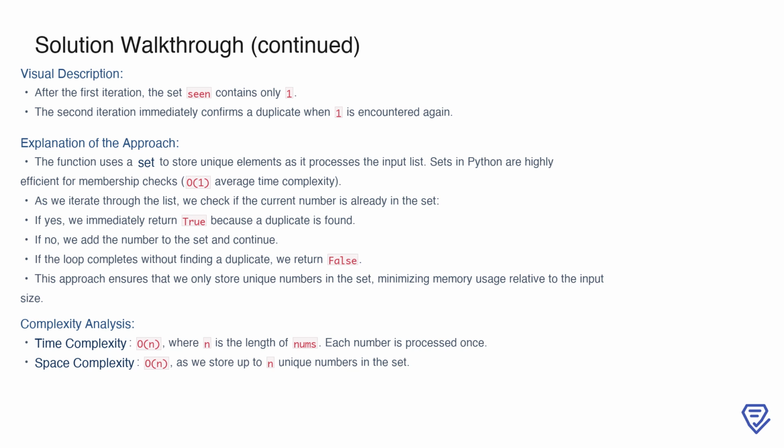This method is efficient because it processes each number only once, giving it a time complexity of O(n), where n is the length of the input list. The space complexity is also O(n), since the set only stores unique numbers from the input. This balance of time and space efficiency makes the approach well suited for solving the problem.